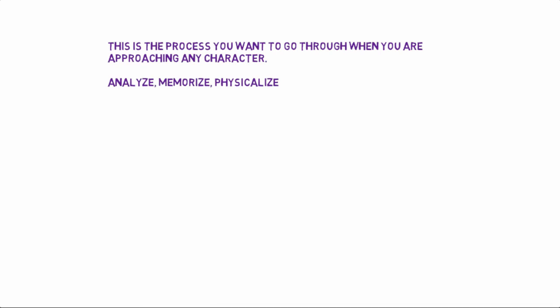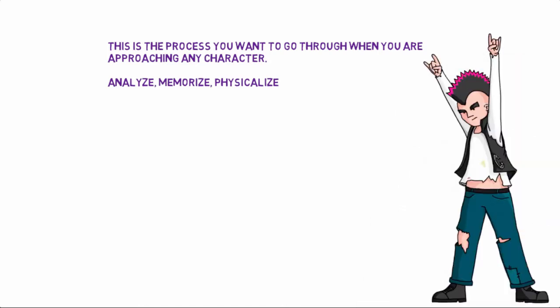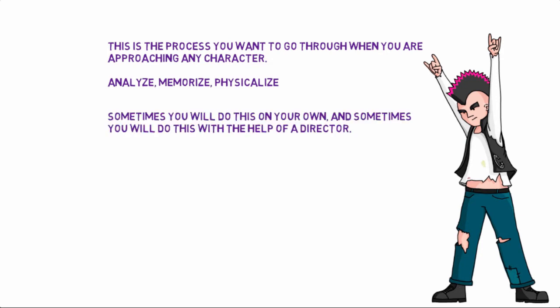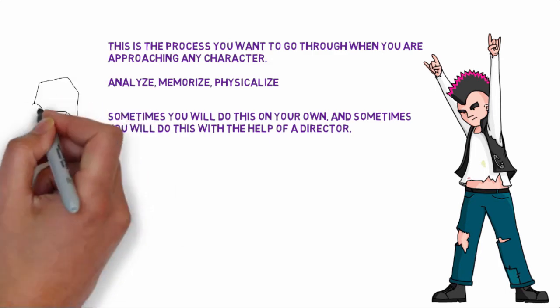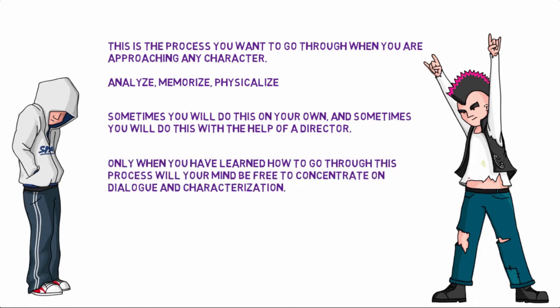This is the process you want to go through when you are approaching any character. Analyze, memorize, physicalize. Like, look at this guy here. Look at the character he's trying to create. Sometimes you will do this on your own, and sometimes you will do this with the help of a director. And characters always look different. Can't you see how these two characters are different and how the different characters will read on stage?